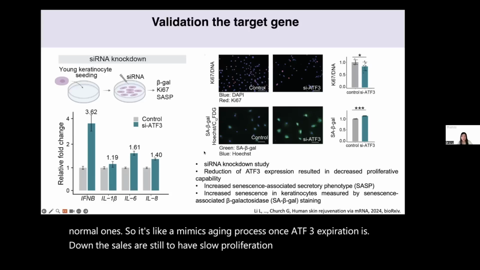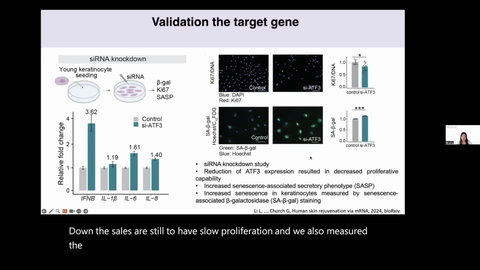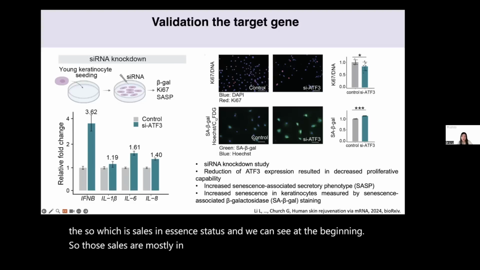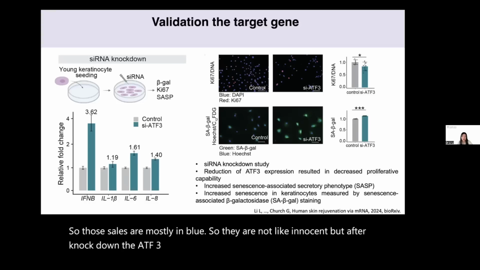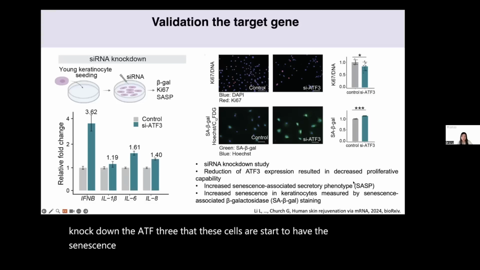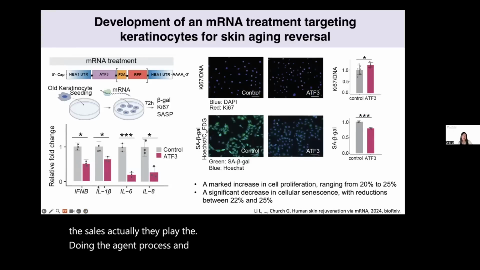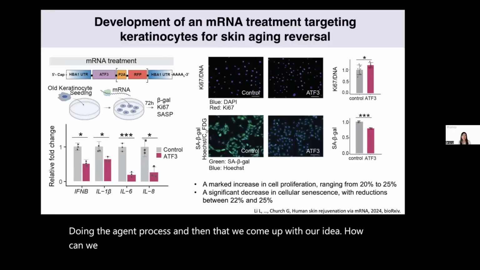We also measured SA-beta-gal, which is the cell senescence status. And we can see at the beginning those cells are mostly in blue, so they are not senescent, but after knocking down ATF3, these cells start to show senescence. So with this result, we have validated that ATF3 in the cells actually plays a role during the aging process. And then we came up with our idea: how can we reverse skin aging, once we know ATF3 plays a role inside?